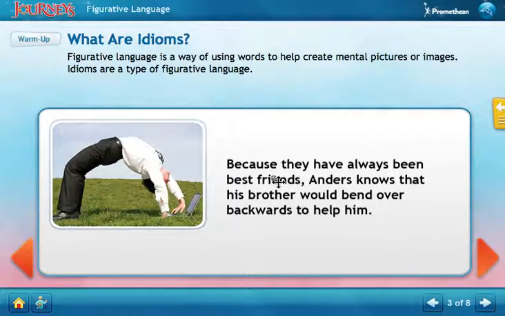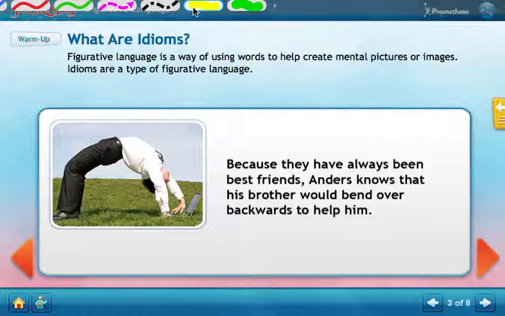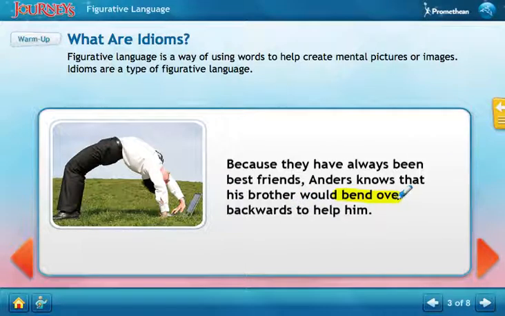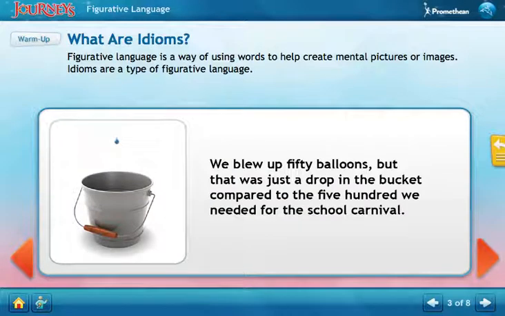"Because they have always been best friends, Anders knows that his brother would bend over backwards to help him." What does that mean? The idiom here is "bend over backwards." I don't really think that his brother is going to bend over backwards to do his work like this man in the picture is. It means that he'll do whatever it takes to help him.